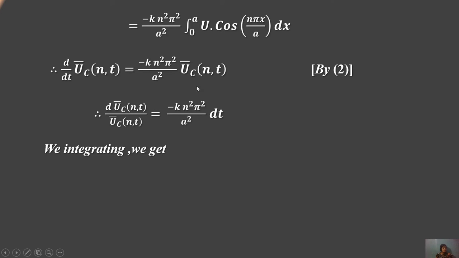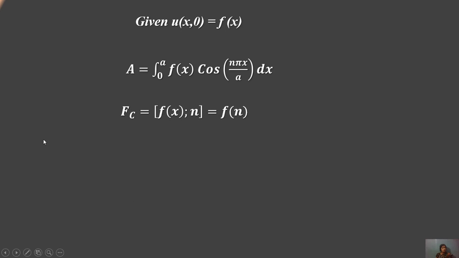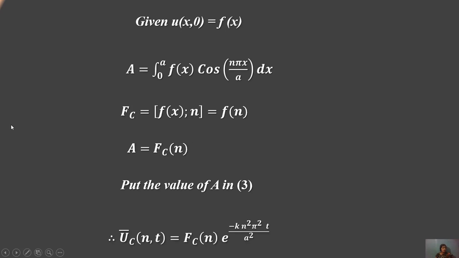Then transfer u_c(n,t) to this side and dt to the other side: minus k n square pi square upon a square dt. Again integrating gives the result under the given condition u(x,0) equals f(x), and A equals the integration from 0 to a of f(x) cos(n pi x upon a) dx. Then the function f_c(n) equals f(x), and A equals f_c(n).